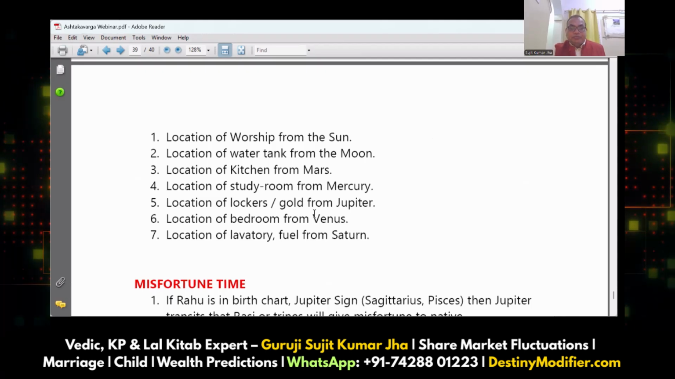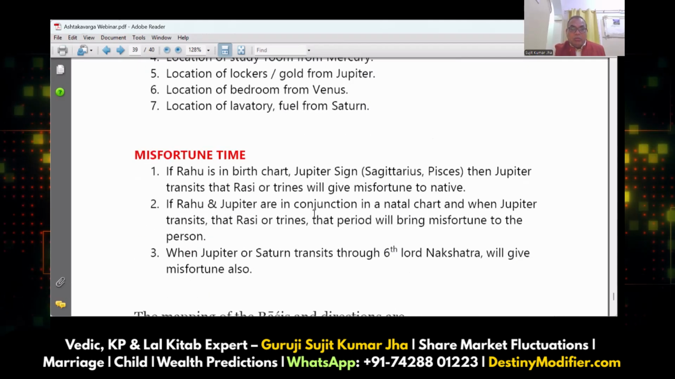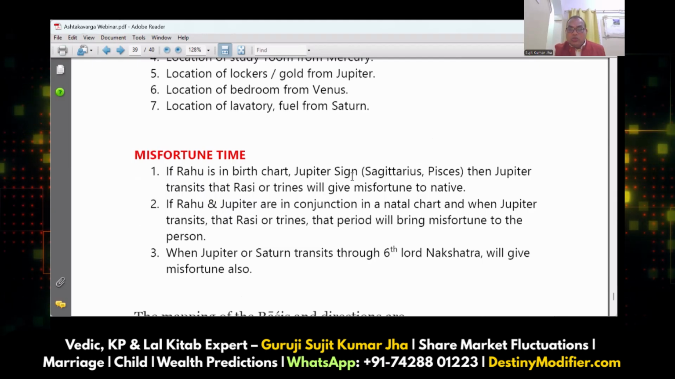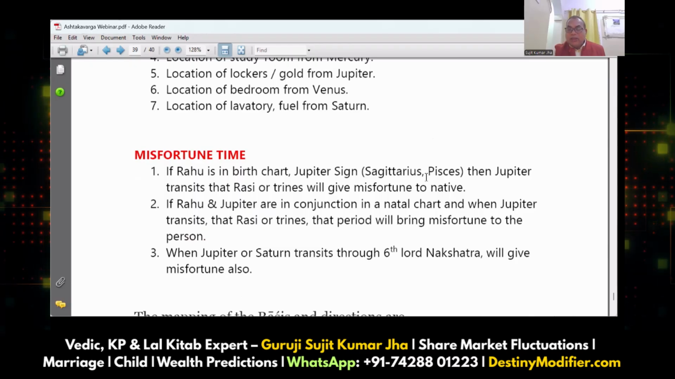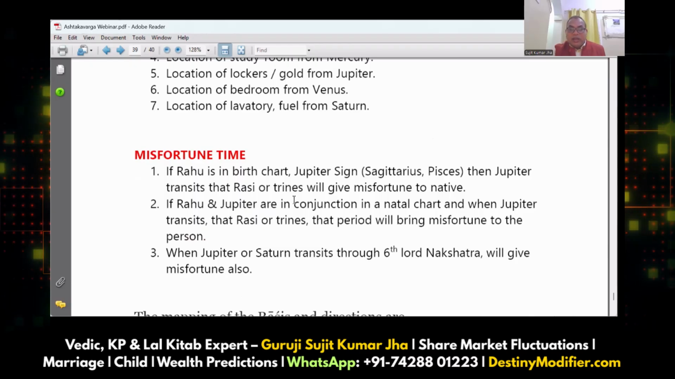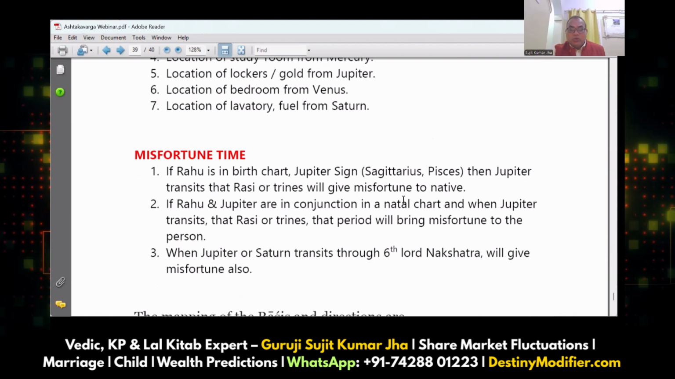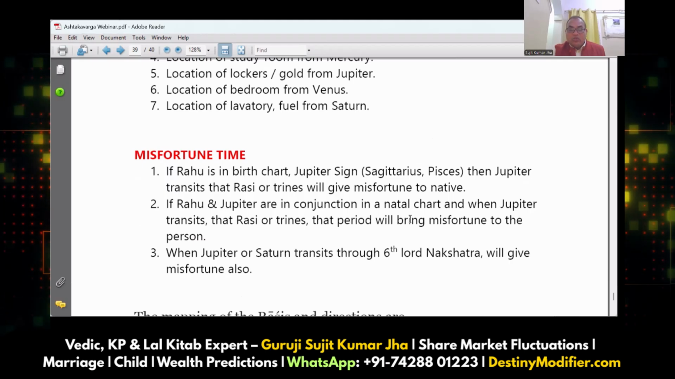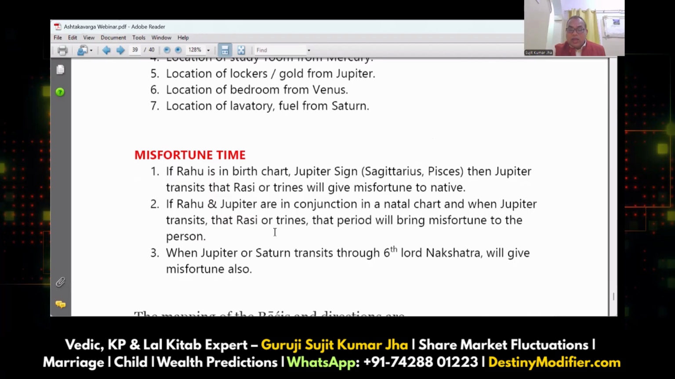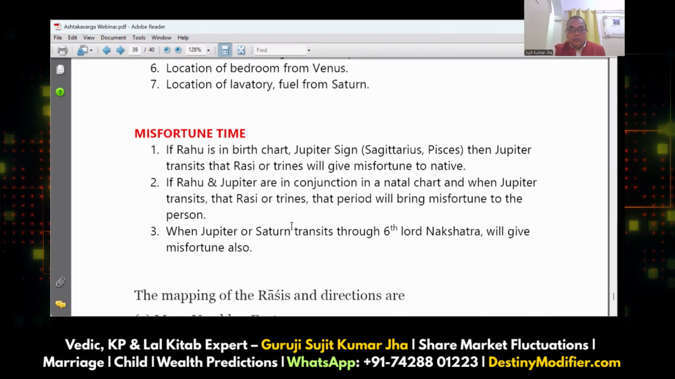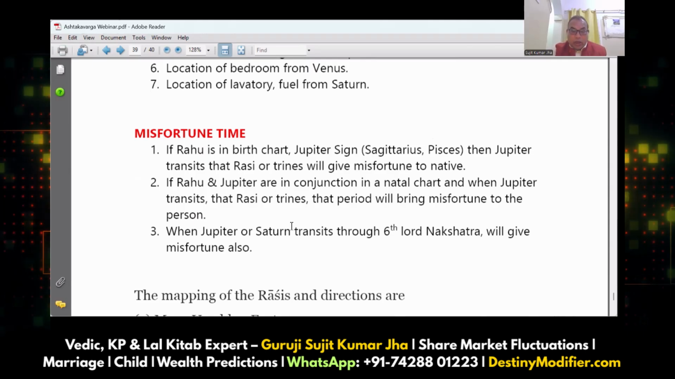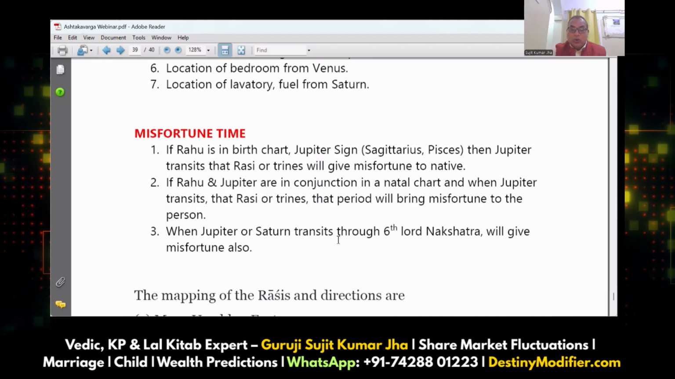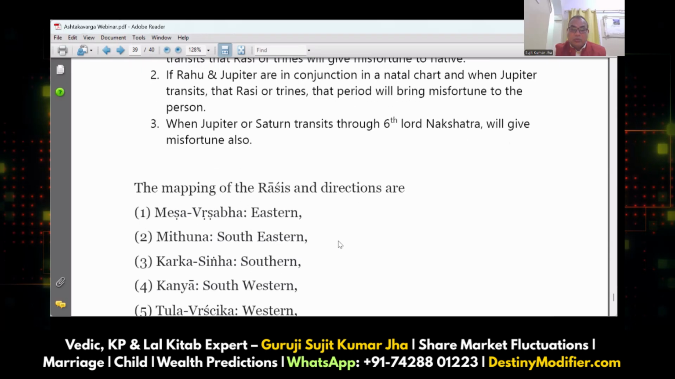So this is the time of misfortune. If Rahu in the birth chart is in Jupiter's sign, meaning Sagittarius or Pisces, then when Jupiter transits that Rasi or its trine, it will give misfortune. If Rahu and Jupiter are in conjunction in a natal chart, and Jupiter transits that Rasi, that time also it brings misfortune. When Jupiter or Saturn transits through the sixth lord's nakshatra, it will also give a time of misfortune.